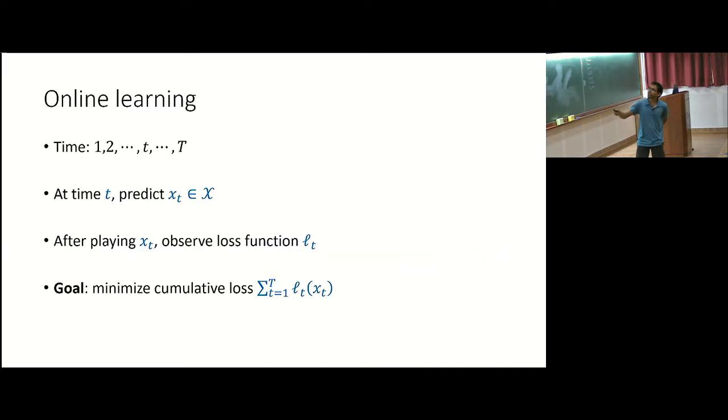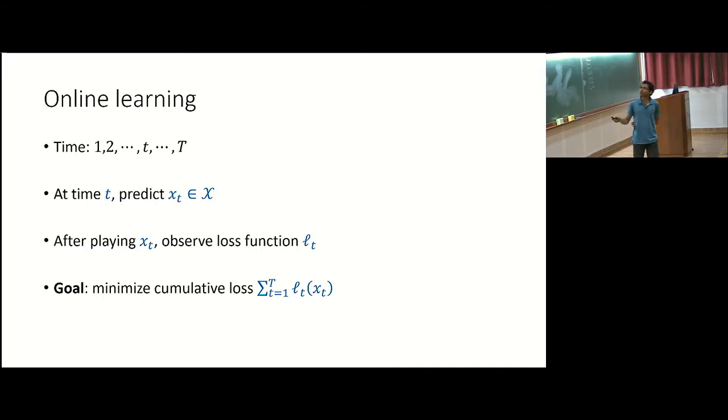So formally, we have discrete time steps 1 to T, and at time t, we need to take an action or predict xt in some set script X, and after playing the xt or taking this decision, we observe the corresponding loss function lt, and our goal is to minimize the cumulative loss of lt of xt. Okay. This is broadly the goal.